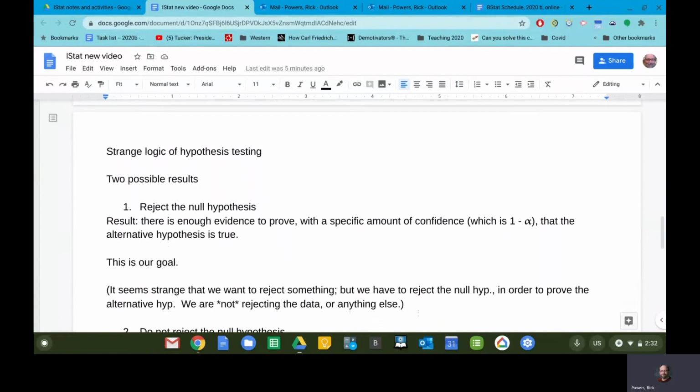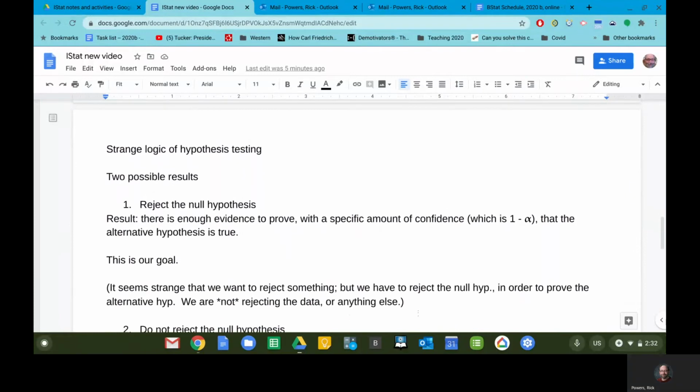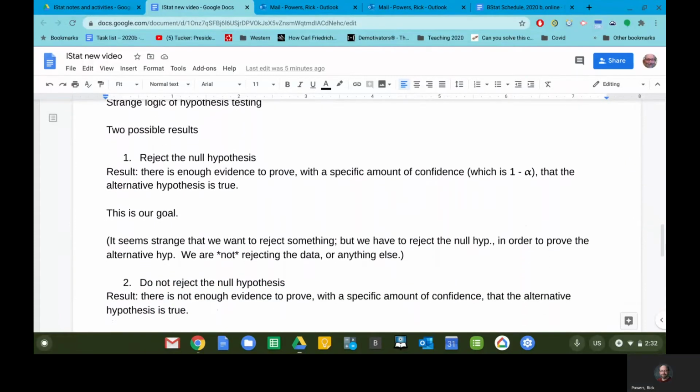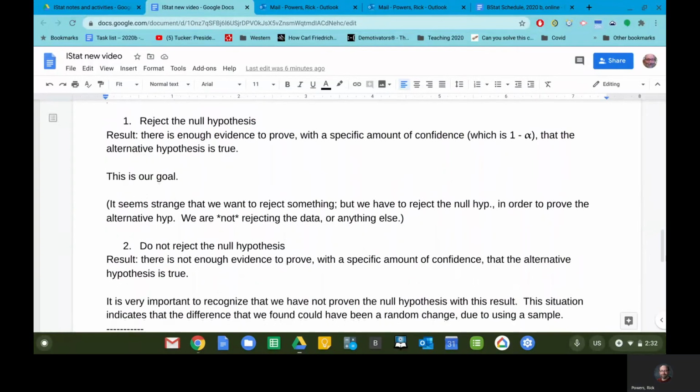The strange logic of hypothesis testing. Two possible results. Reject the null hypothesis. Result, there is enough evidence to prove with a specific amount of confidence, 1 minus alpha, that the alternative hypothesis is true. This is our goal. It seems strange that we want to reject something, but we have to reject the null hypothesis in order to prove the alternative hypothesis. We are not rejecting the data or anything else.